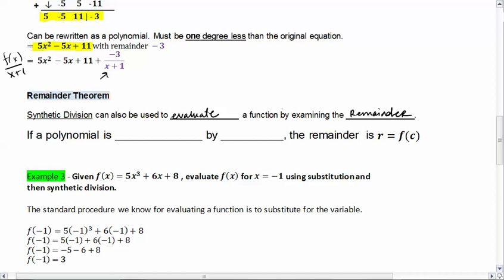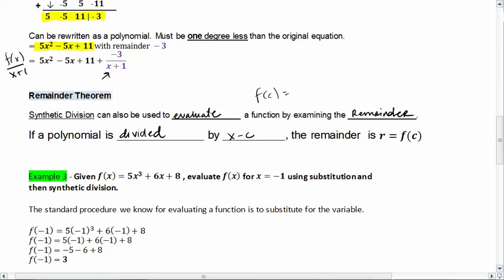So if a polynomial is divided by x minus c, this is your remainder theorem right here. If a polynomial is divided by x minus c, the remainder r is equal to f of c. So we had f of c up here equals 2, plugging all that stuff in. You can also find it when you use synthetic division and you end up with a remainder. That's also equal to your f of c.